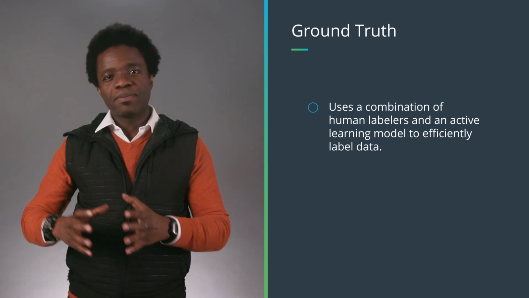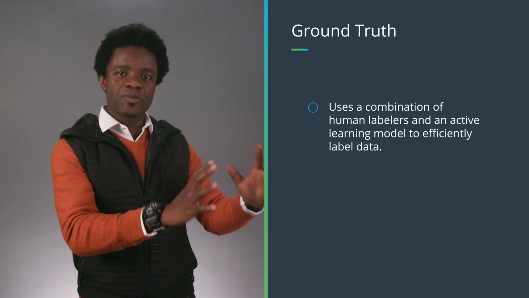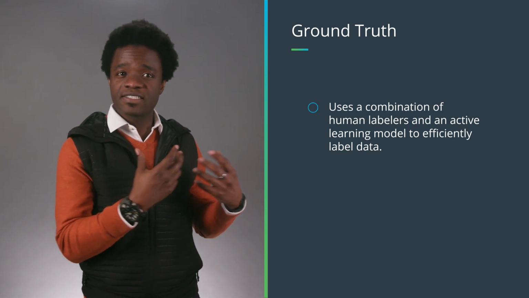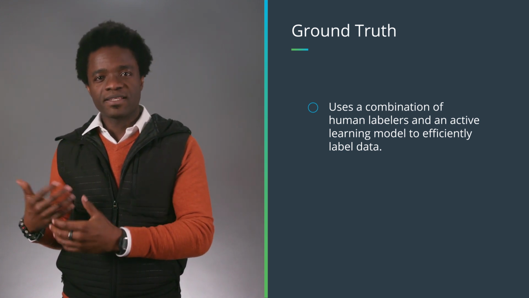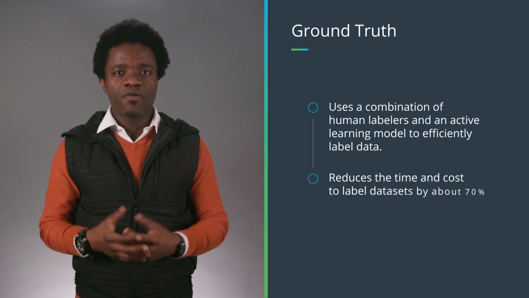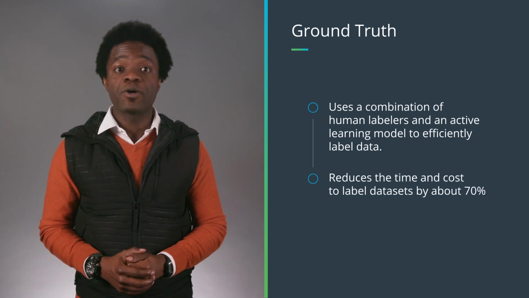SageMaker combines these two approaches, sending the data to real humans and creating an active learning model for future tasks, into one feature called Ground Truth. Ground Truth tries to solve the problem of going from raw data to labeled training data. It allows you to first send some of your data to be labeled by humans. Then, having gotten these initial labels, it trains a machine learning model that learns to automate this labeling task in the future. Overall, this reduces the time and cost to label similar data sets in the future by about 70%.